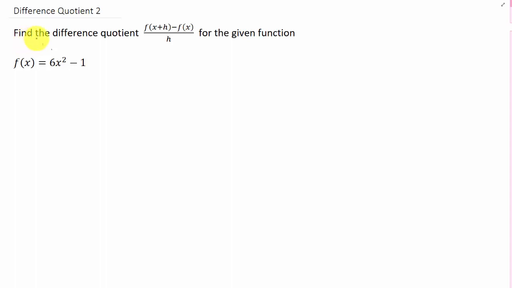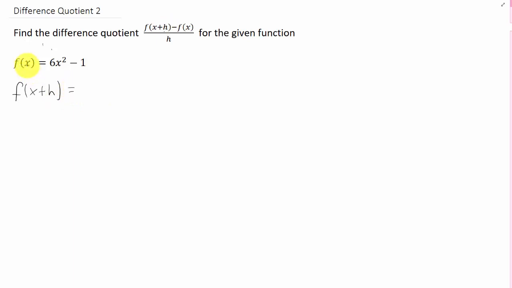We are going to find the difference quotient for the given function. Now, in a difference quotient, we're typically given f of x. That is going to go right here in our formula. What we need to find first is this f of x plus h. So that's just function notation.